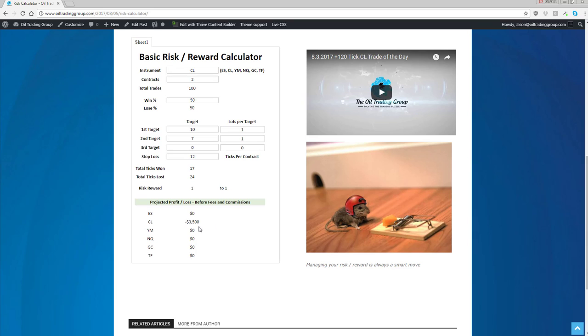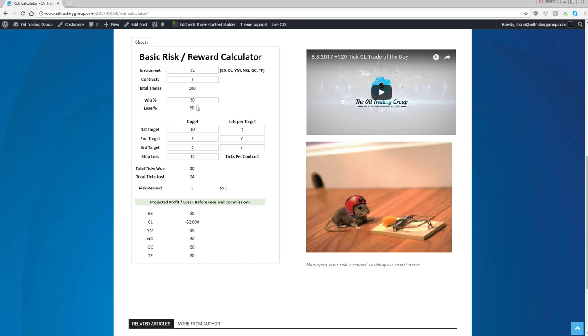What this is telling you is that if you win 50% of the time at these parameters, you're going to lose approximately $3,500 over the course of 100 trades. Okay, so what that means is you're going to either have to increase the amount of reward. So let's do this. Let's make this 0, and we'll bring this target up to 2. And while it's still not quite 1-to-1, you can see how it's getting you closer and bringing down this number.